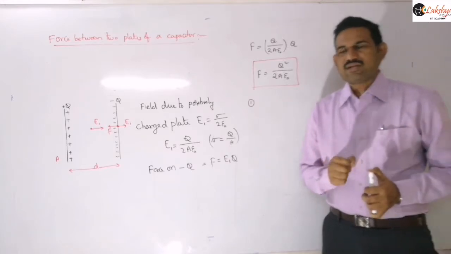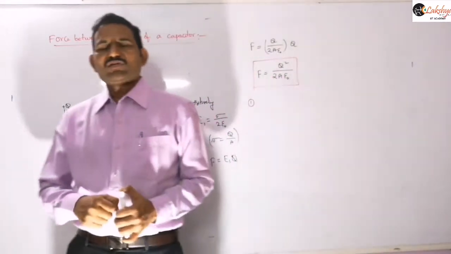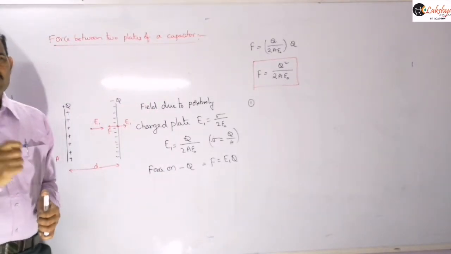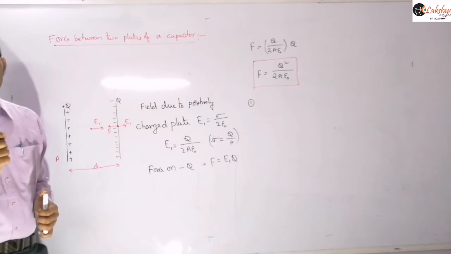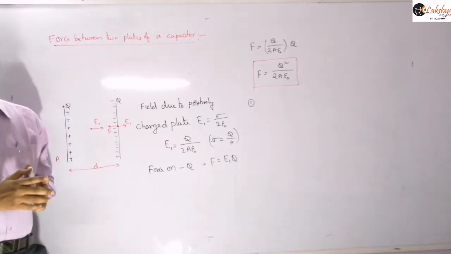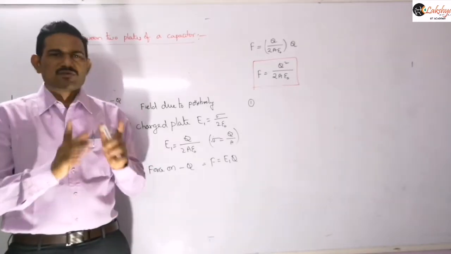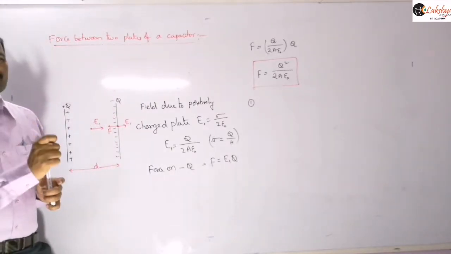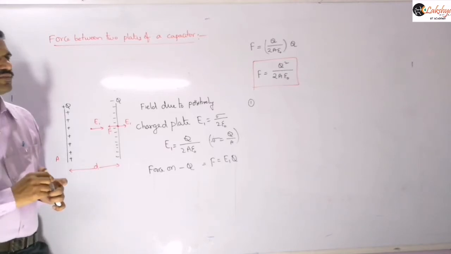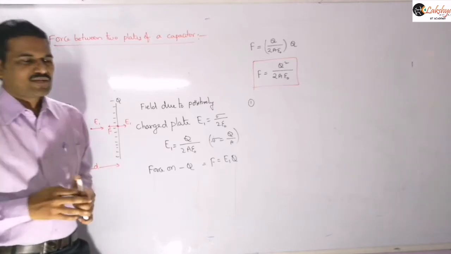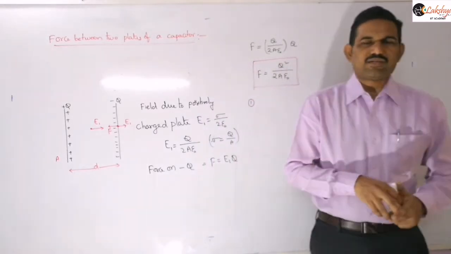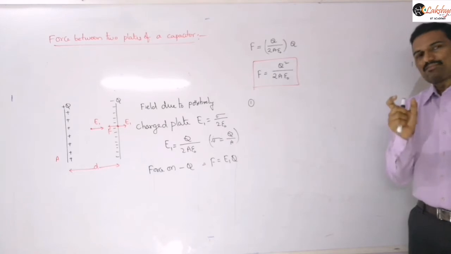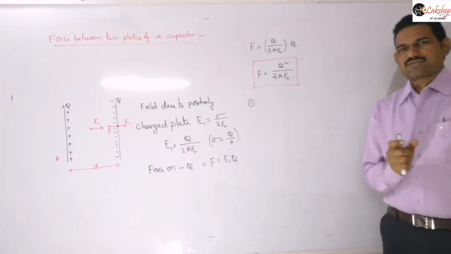In case of isolated capacitor, isolated capacitor means the capacitor is not connected anywhere, so that the charge on the capacitor remains constant. That is the meaning of isolated capacitor. So in brackets mention that charge on the isolated capacitor remains constant. That is the intention of this isolated capacitor.